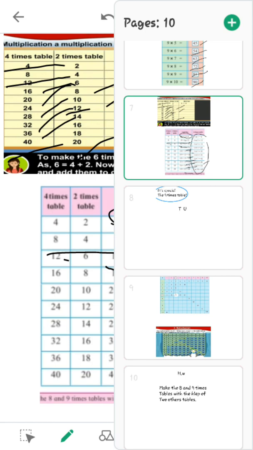So आप 7 का टेबल भी बना सकते हो 4 and 3 का टेबल्स को यूज़ करके। So make the 7 time tables with the help of 4 and 3 time tables, okay, in your LW book.